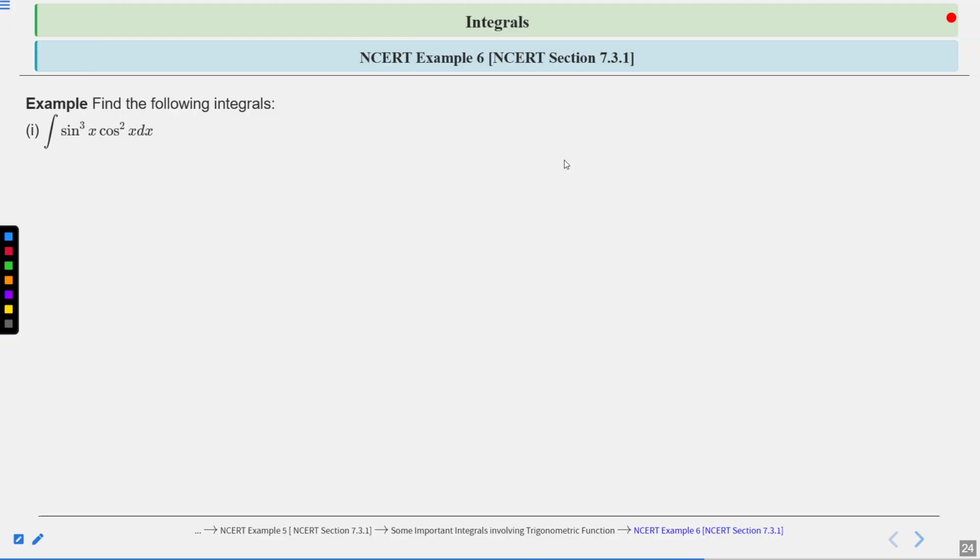NCERT example 6, which is part of NCERT section 7.3.1. You have to find the integral. Part first is you have to solve integration of sine cube x cos square x dx. So you all are requested to try this question. After that, I'll discuss how we can solve the given question.